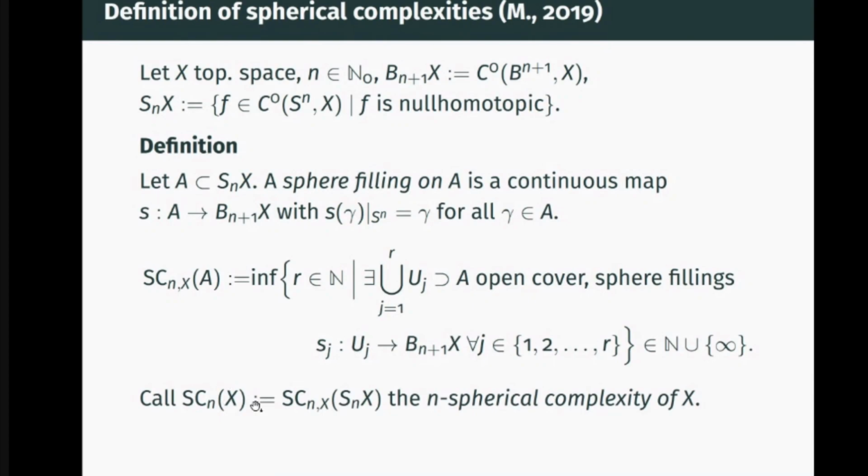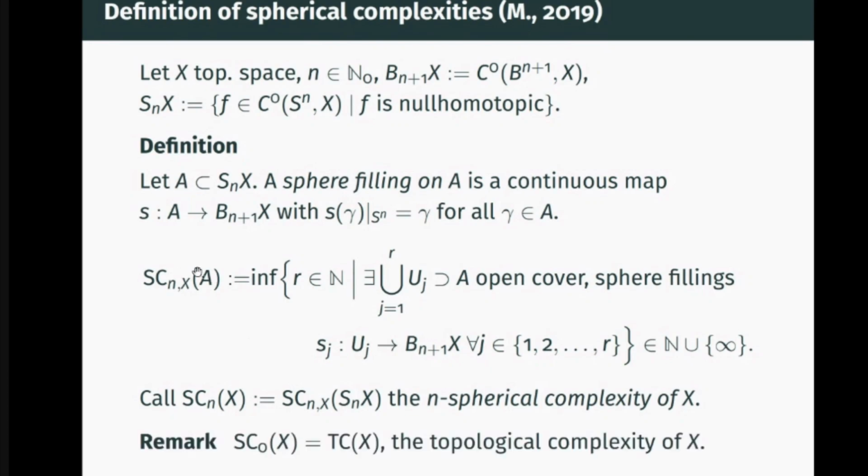If you take the whole space, so just the whole S^n(X), this is then called the n-spherical complexity of X. But these numbers are a bit disappointing because they are almost always infinite in most cases. So they are not really interesting, but these subspace ones are really interesting.